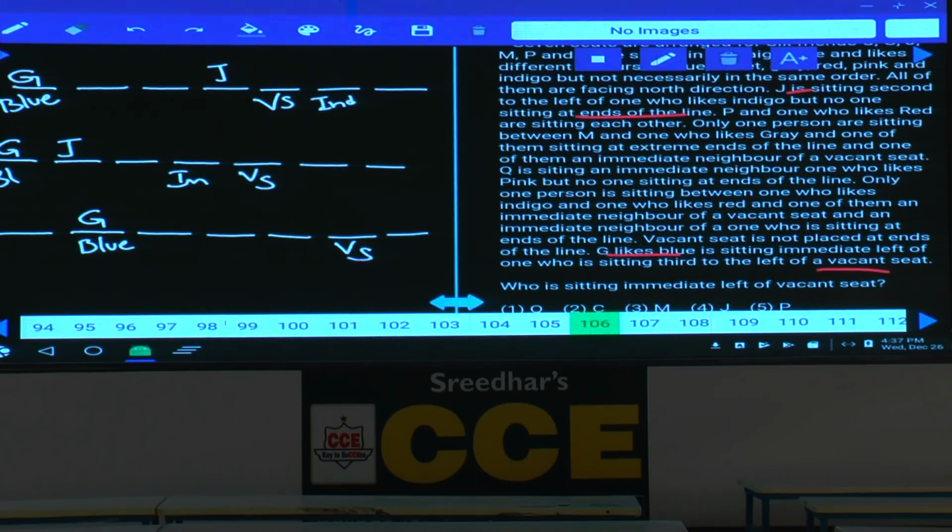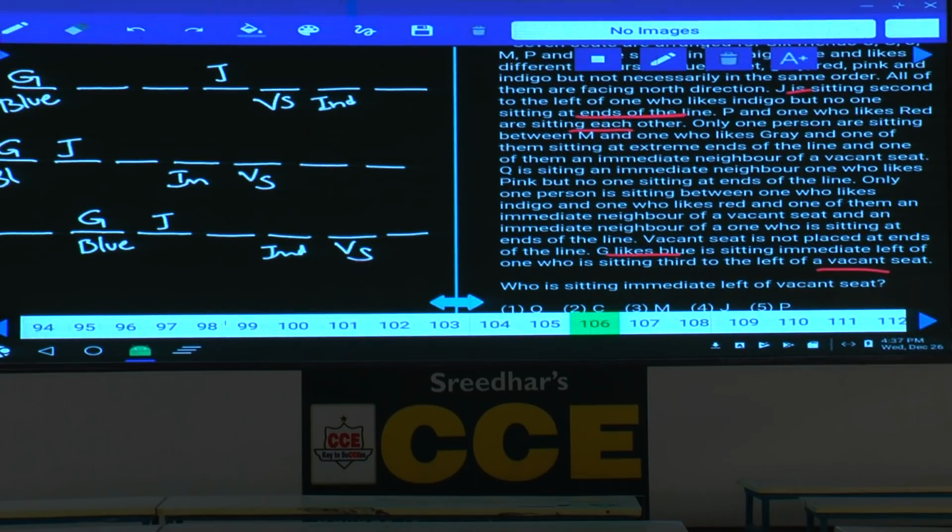J is seated second to the left of the one who likes indigo. But no one is seated at the extreme ends of the line. Hence the person who likes indigo is at this place and J at this place. Here, in the second case, there is only one possibility. And P and the one who likes red are seated adjacent to each other. The order is not given, either P red or red P.